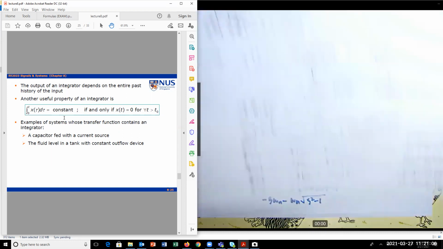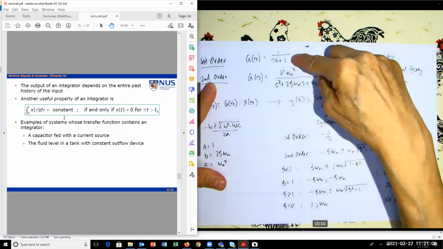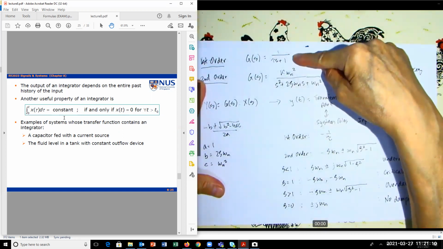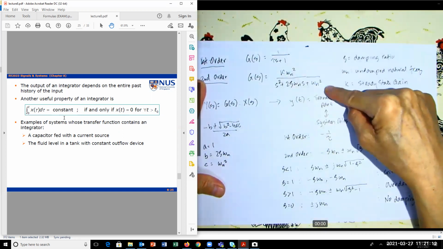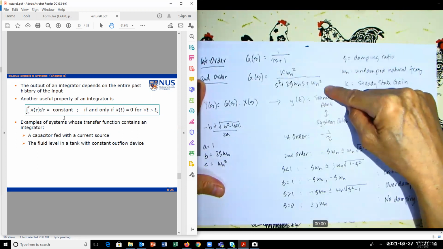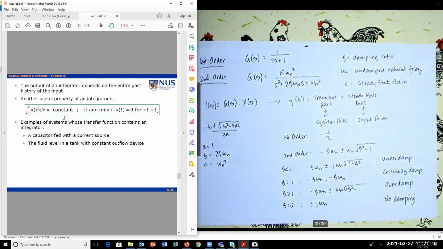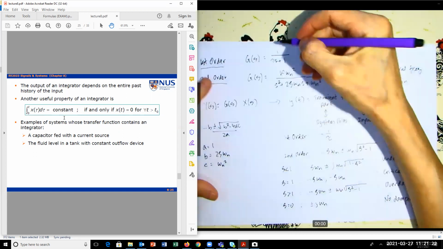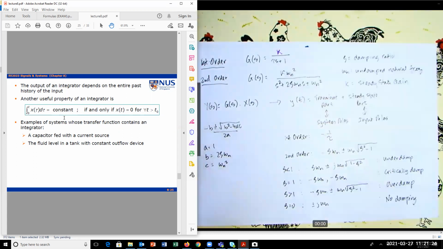Remember, G(s) for first order is this guy. Second order is this guy. All right. So in the first order, the general form will be a formula, because in this case, for the first order, I set K to 1. But the general one will be like that.